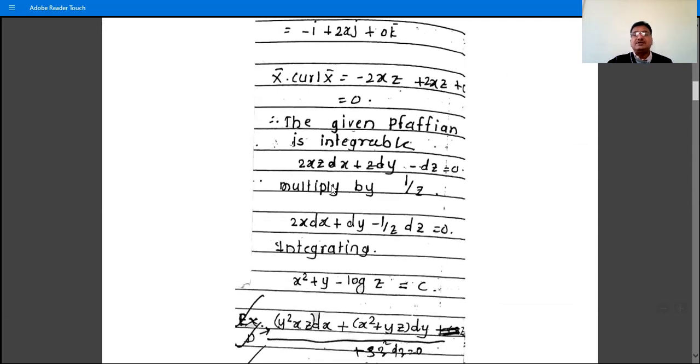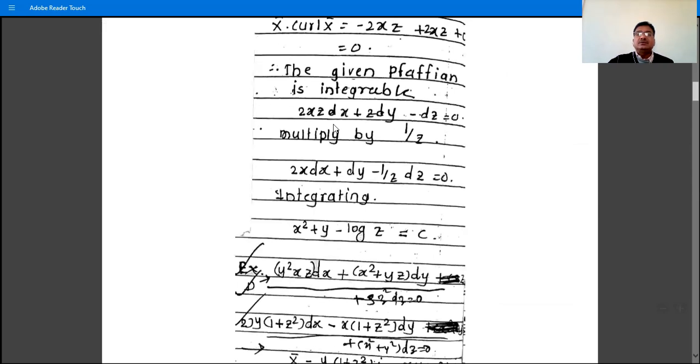Now we have to find its general solution. The given differential equation is 2xz dx + z dy - dz = 0. Multiplying by 1/z, what do we get? 2x dx + dy - (1/z) dz = 0.